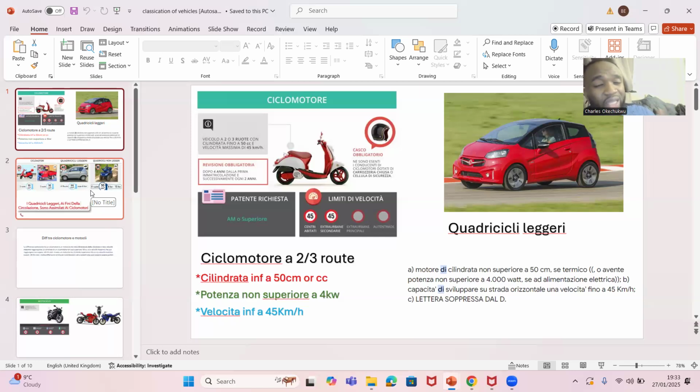Second definition of ciclomotore, they call them what? Quadricicli leggeri, because they have 4 wheels. Those are those smart cars. Is it clear now? Those small smart cars, what they see on the road.